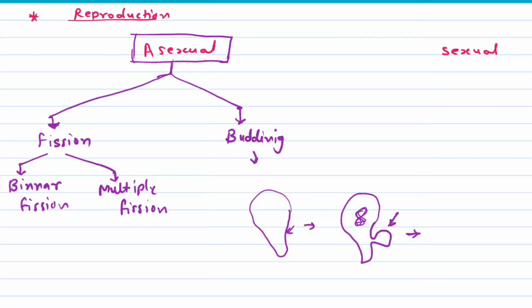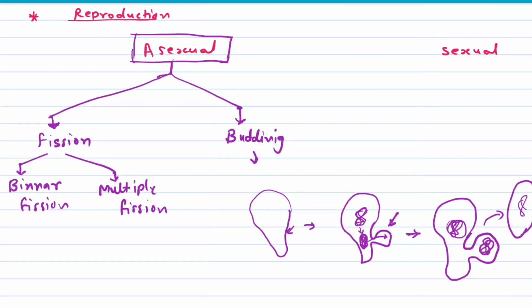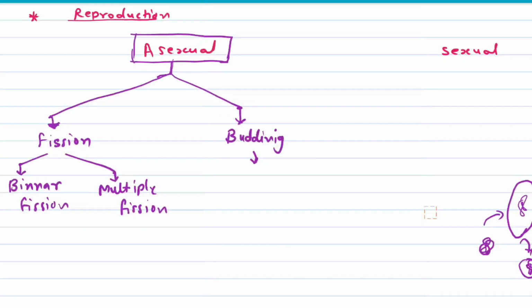After some growth of this bud, the nucleus is divided into two chromatin sets, and one chromatin set is transferred into this bud. So now this bud also has its own nucleus or chromatin material. Then after the nucleus is transferred, this bud detaches from the parental body and forms a new adult, parent-like body. So this is what we call the budding process, budding.